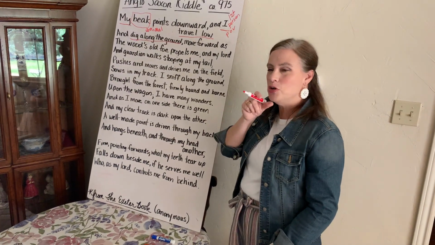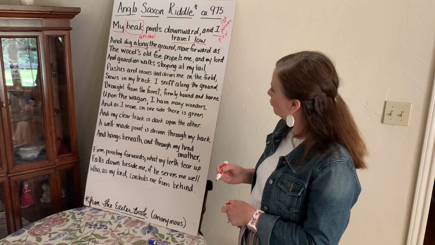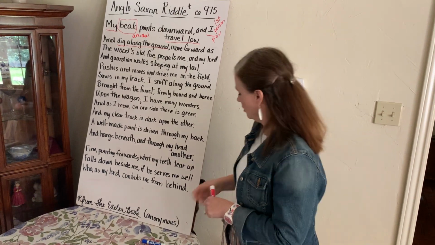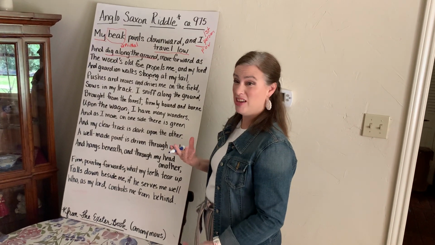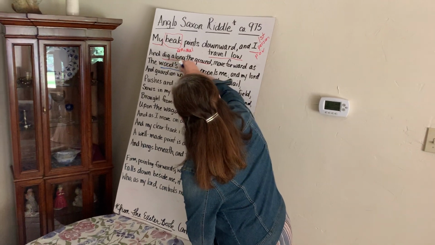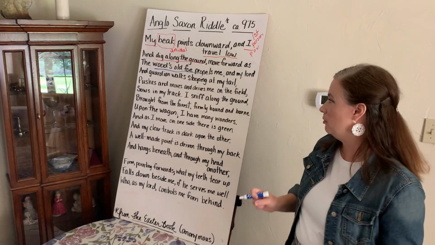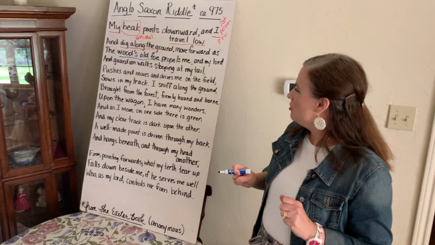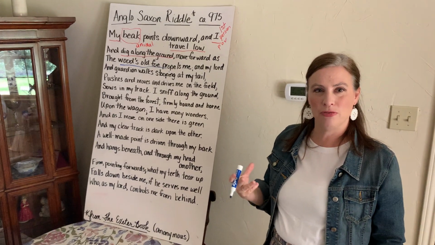I can see its little nose sniffing maybe. Move forward as the wood's old foe propels me. Now I'm just going to go in a different color here because this is talking about the other kind of character in this riddle, which would be the person pushing the plow, the farmer, right? And the poet here is describing the farmer as the wood's old foe.